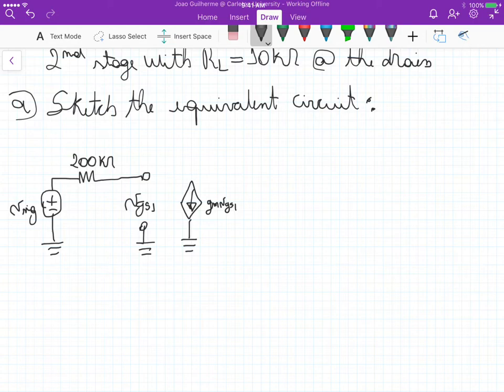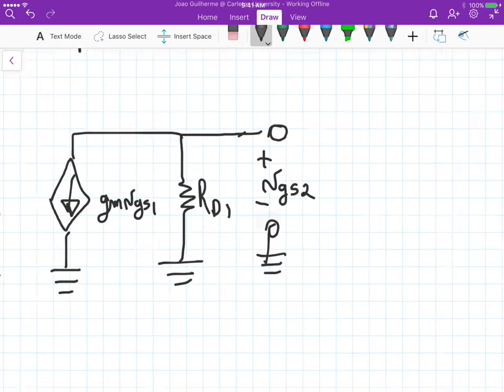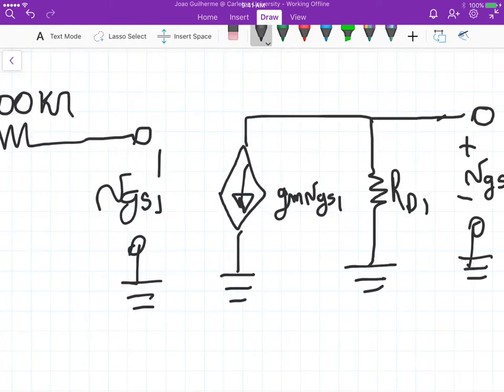And this current source connects directly to the drain resistance, RD1, and that is connected to the second amplifier, so it goes to the gate of the second amplifier, and that gives us plus minus VGS2. So let me put plus minus here.